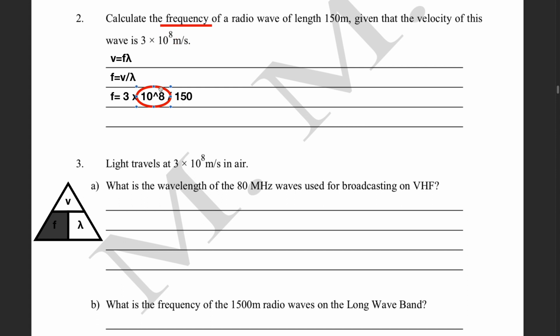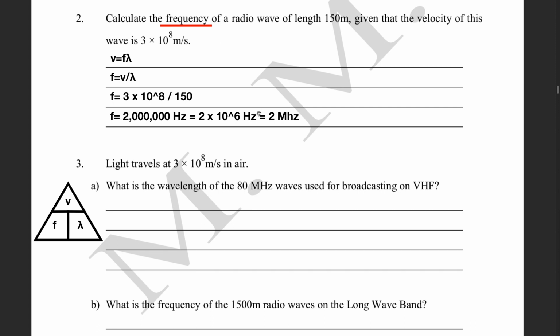Alright, so 3 times 10 to the power of 8 divided by 150. That will give us an answer of 2 million hertz, but there are too many zeros there. We have to shorten it and write it in standard form, which will turn it into 2 times 10 to the power of 6 hertz. If you really wanted to show off, you could also write it as 2 megahertz. However, writing it in standard form will be enough.